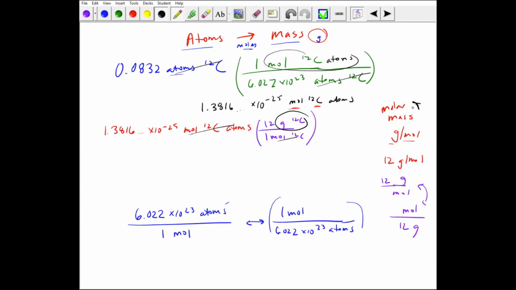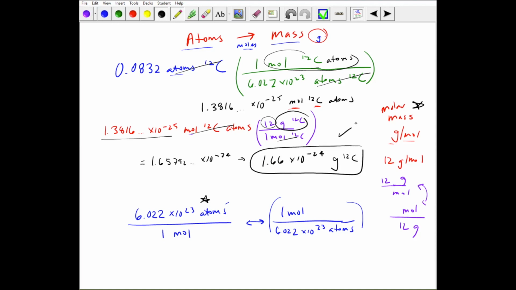We need the molar mass, and we need to make use of Avogadro's number. So we're taking this long number multiplied by 12 to get just units of grams in the end. This comes out to 1.65792 times 10 to the negative 24th. If we round that to just 3 sig figs, 1.66 times 10 to the negative 24th. What's importantly our unit? It's just grams of carbon-12. Okay, so that is our final answer.